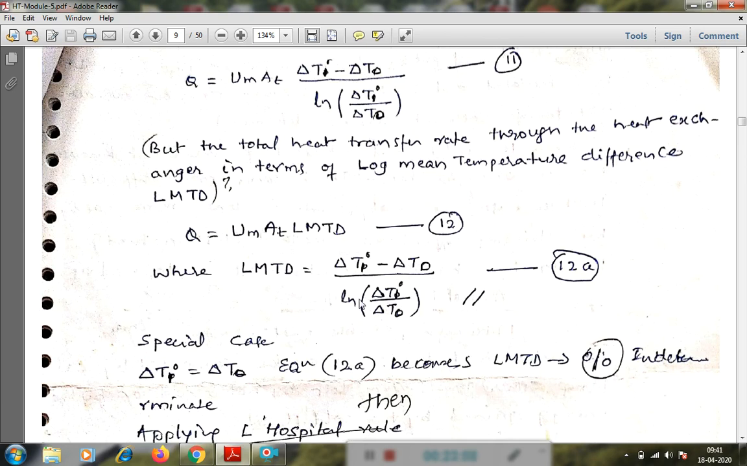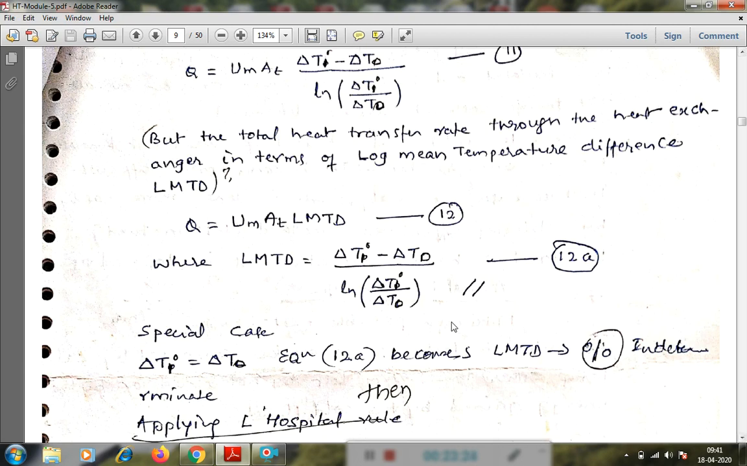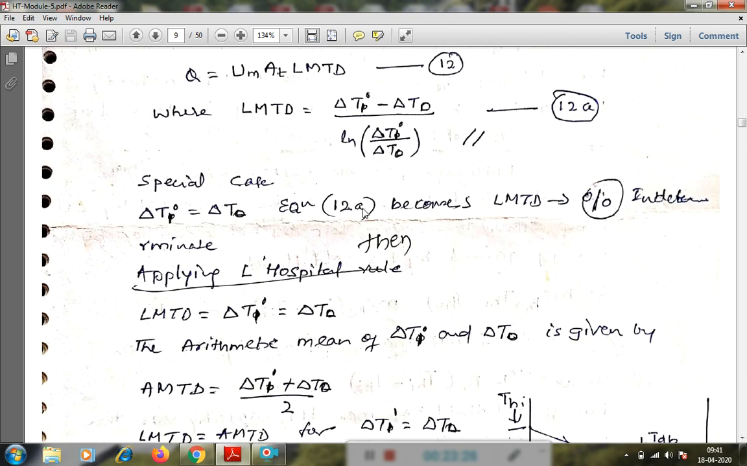This equation is the logarithmic mean temperature difference. The rate of heat transfer can be obtained using this logarithmic mean temperature difference method of analysis of heat exchangers. In this case, directly Q equals UA delta T LMTD gives the rate of heat transfer. Alternatively, we can find the overall heat transfer coefficient also.